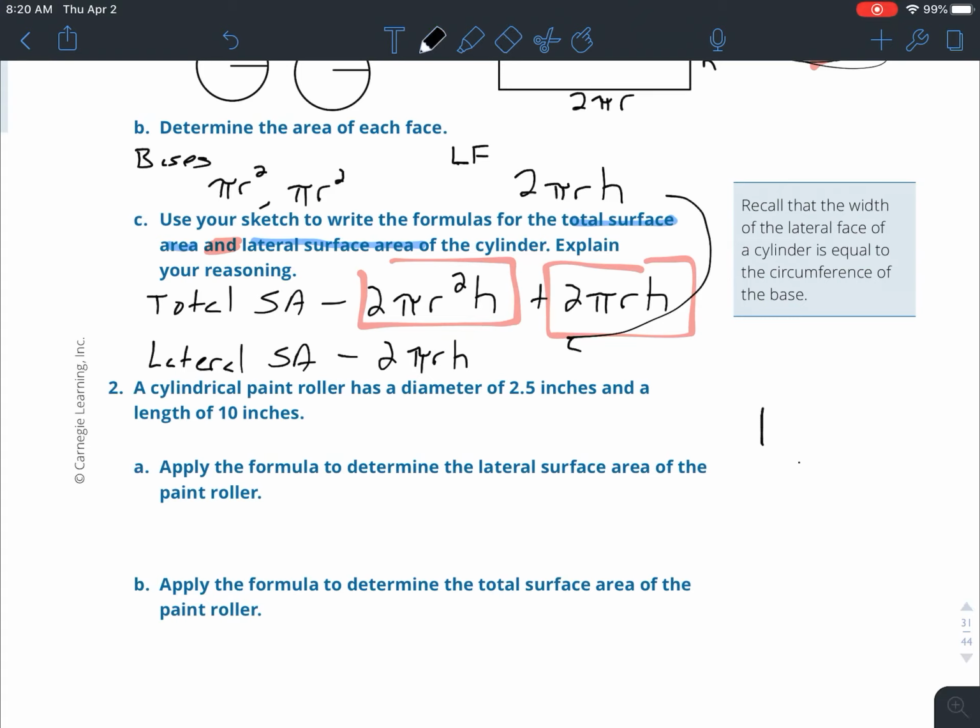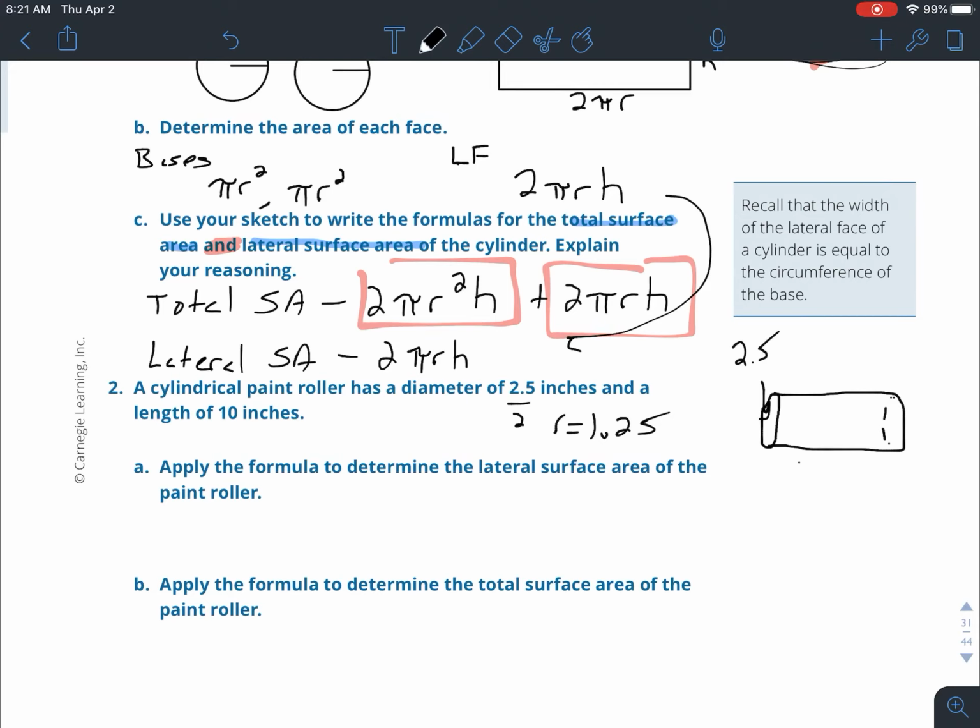They're shaped long like this, and you attach it onto a brush that helps it roll on the paint. So they're saying that the diameter is 2.5. Now remember, we need to find the radius. So diameter is 2 times the radius. So we have to take 2.5 divided by 2, which ends up giving us 1.25 as our radius.